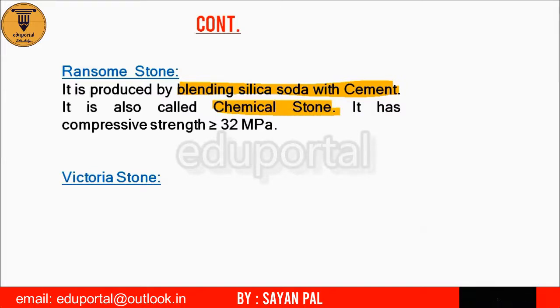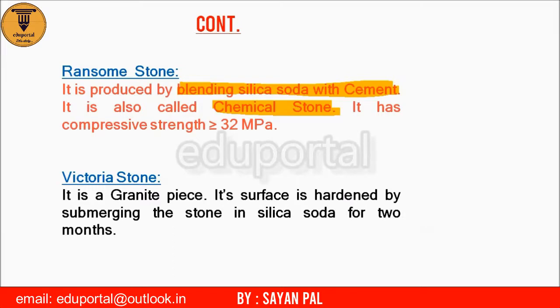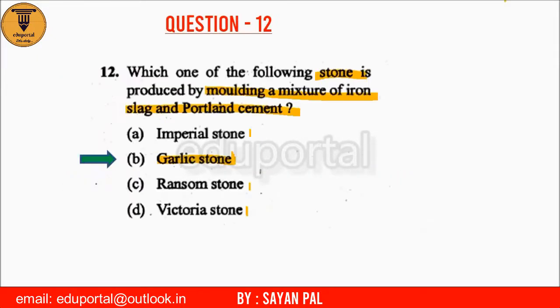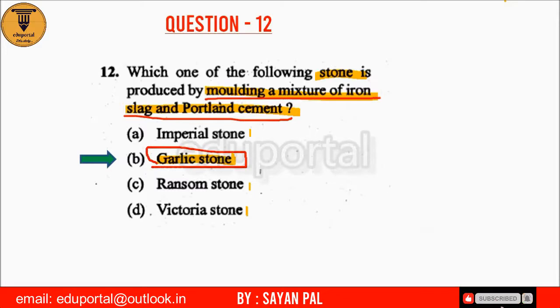And then Victoria stone, it is actually a granite piece, and it is submerged in silica soda to harden its surface. Okay, so these are all the four types of stone. Now we will move on to the question again and check the options again. The question is which one of the following stone is produced by molding a mixture of iron slag and Portland cement? So we have seen this in case of garlic stone. So the answer will be option number B, garlic stone.